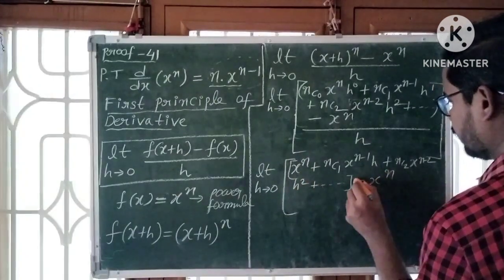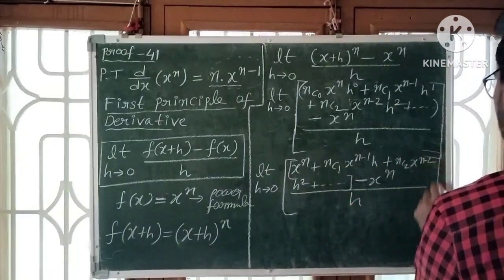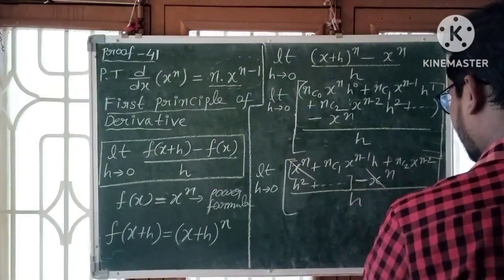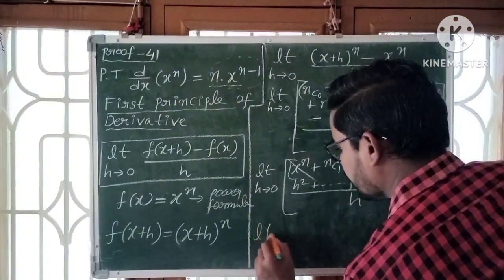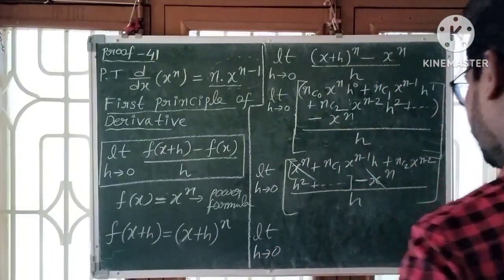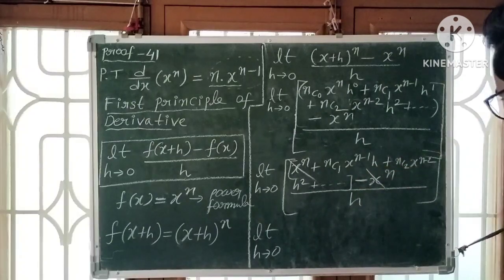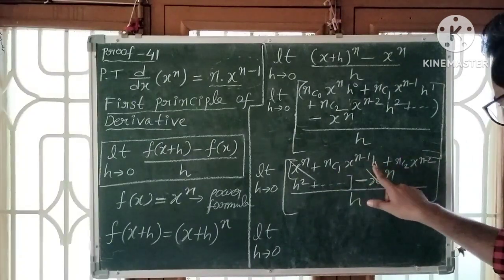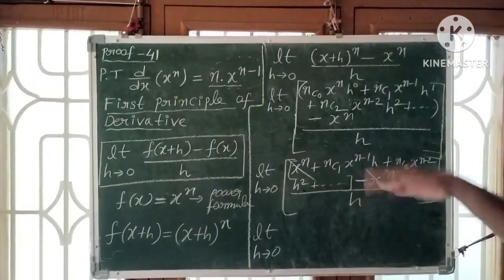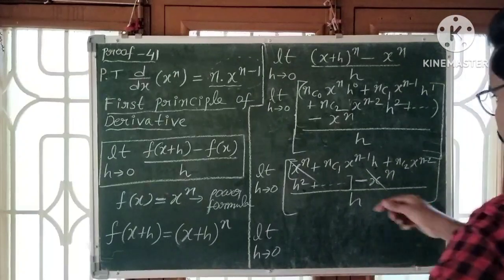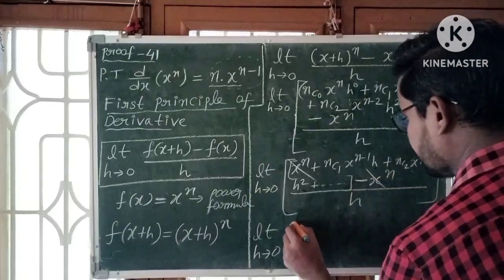Minus x power n, whole divided by h. Here x power n minus x power n get cancelled, and finally limit h approaches 0. Observe all the terms: here we have h, here we have h square, next term we will get h cube, next h power 4, and so on. So in all terms h is common, so take out h as a common factor.